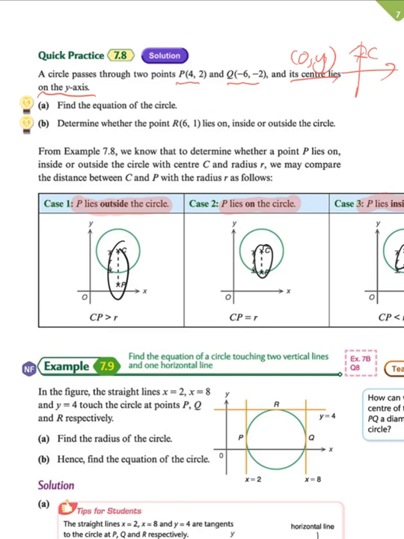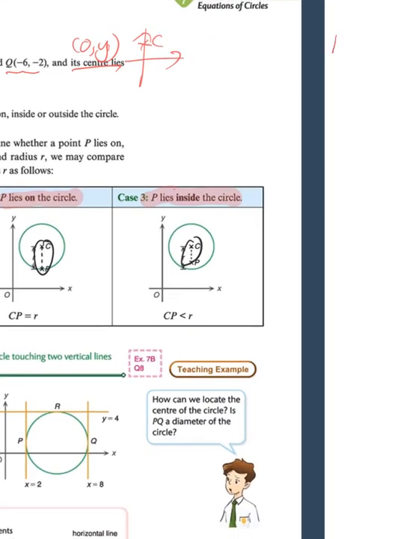Therefore, what you need to do is to set up the equation. P is (4, 2), and then Q is (-6, -2).